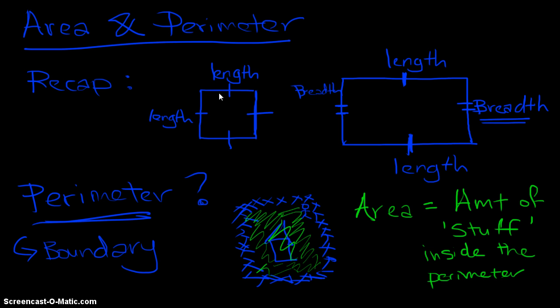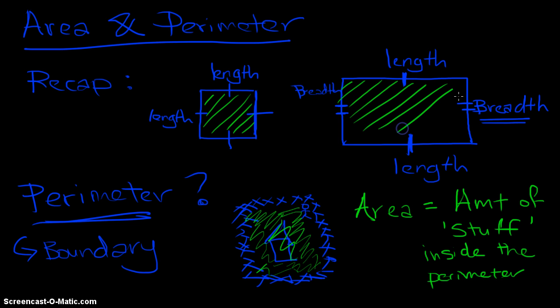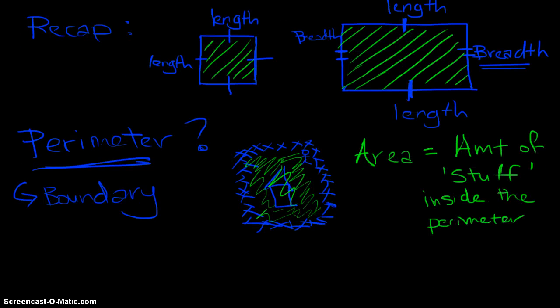For the area of this square, it's the filling of the square, and the area of the rectangle is the filling. So you can shape the whole thing. It includes here, up to the end. So the amount of filling within the shape. It's the amount of stuff within the shape.